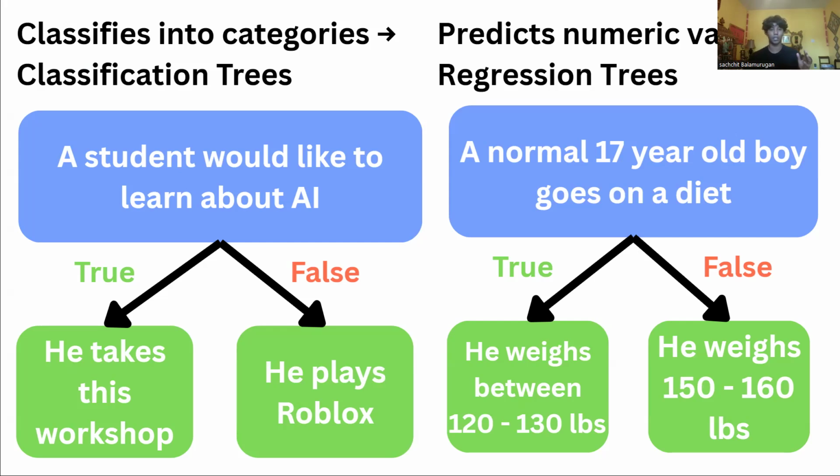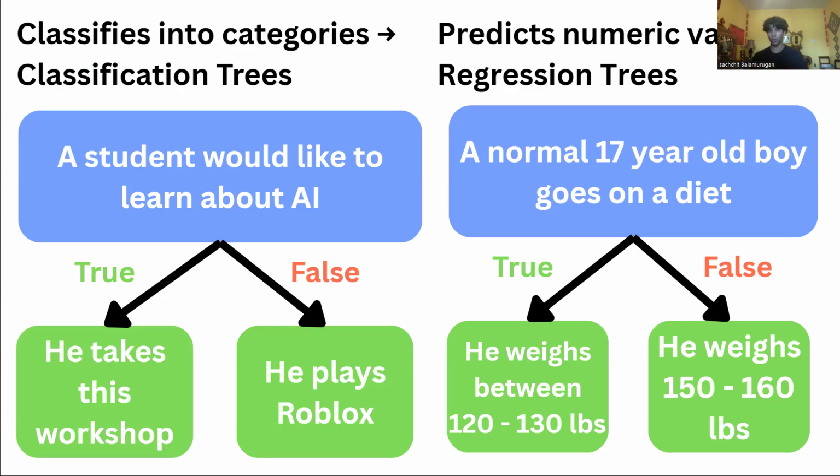Now, for example, here is a classification tree. A student would like to learn about AI. True or false, he takes this workshop or he plays Roblox, right? It's making a decision based on prior knowledge and different things like that, and makes its tree.